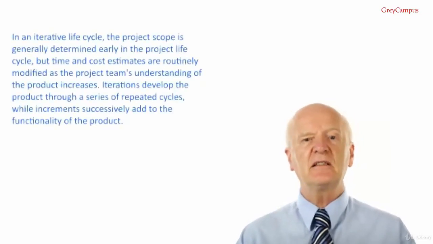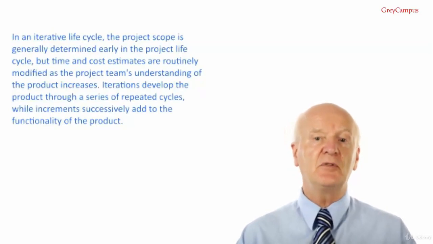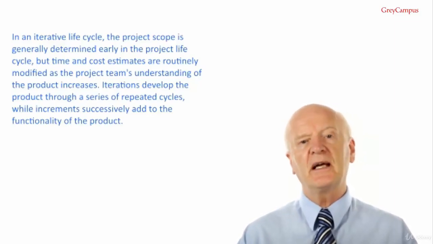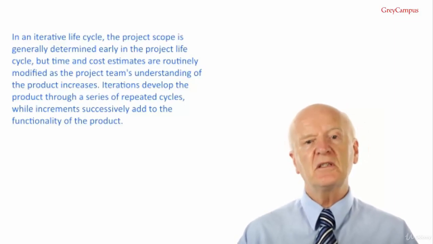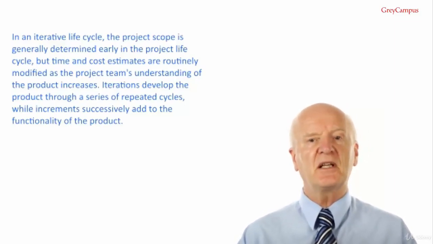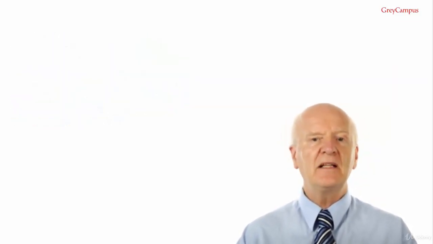In an iterative life cycle, the project scope is generally determined early in the project life cycle, but time and cost estimates are routinely modified as the project team's understanding of the product increases. Iterations develop the project through a series of repeated cycles, while increments successfully add to the functionality of the product. And so here you are acknowledging that trying to predict everything in detail right from the start of the project when you know the least about it is probably not the best way to do it. And so in an iterative life cycle, you're treating the project more like an experiment, which in many cases, especially in information technology projects, that's exactly what it is.